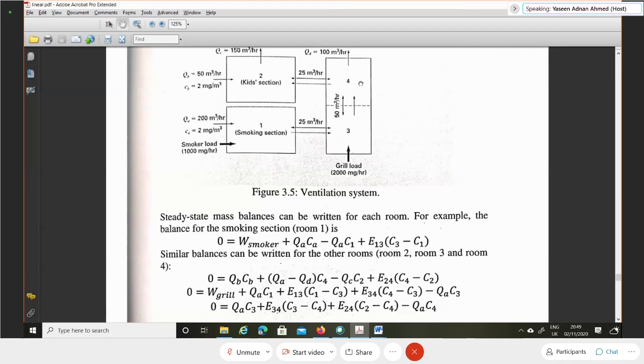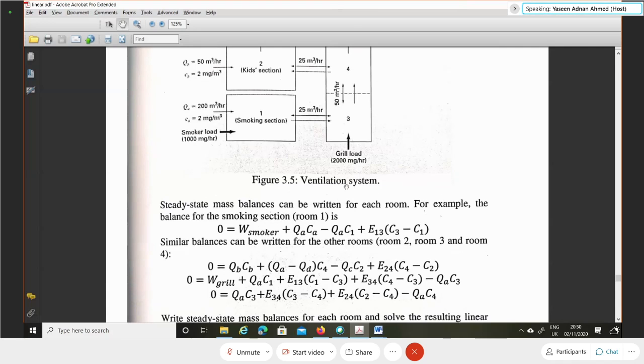Okay, and for room 4, we have this and this. So we have 2 exchanges. We have one coming in, QA C3. This is the one coming in, and we have one coming out. Sorry, that is C4, right? Something that should be QA. Okay, so that's the thing already given.